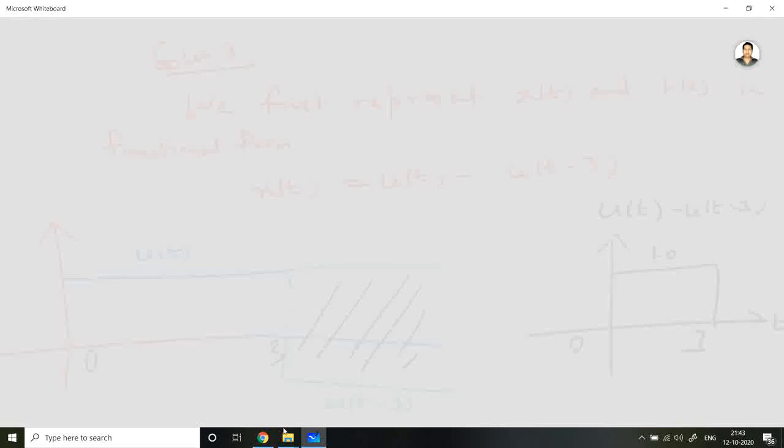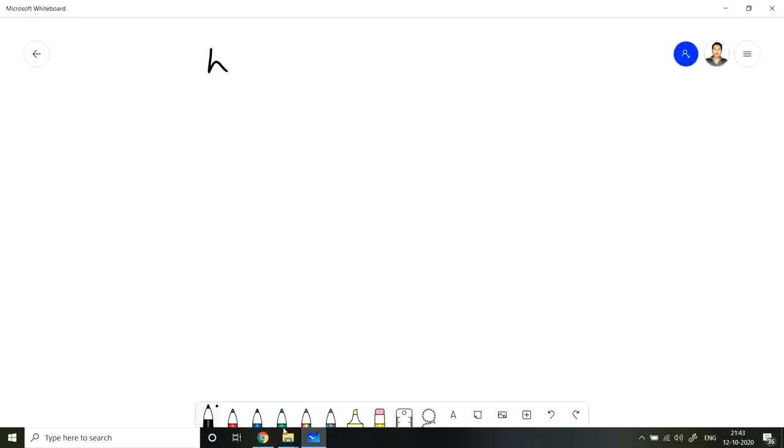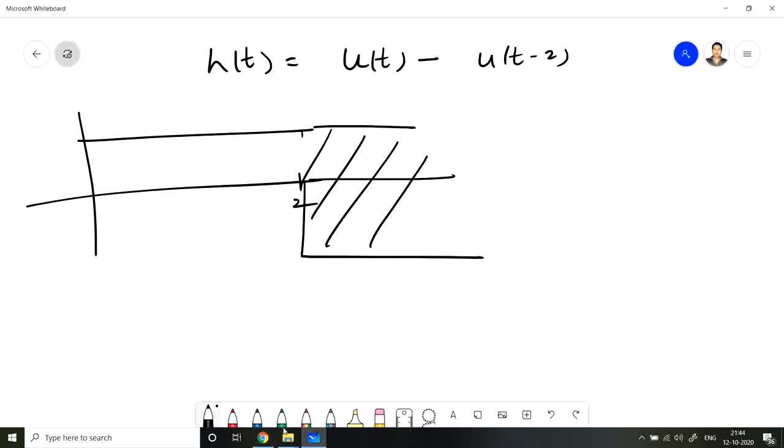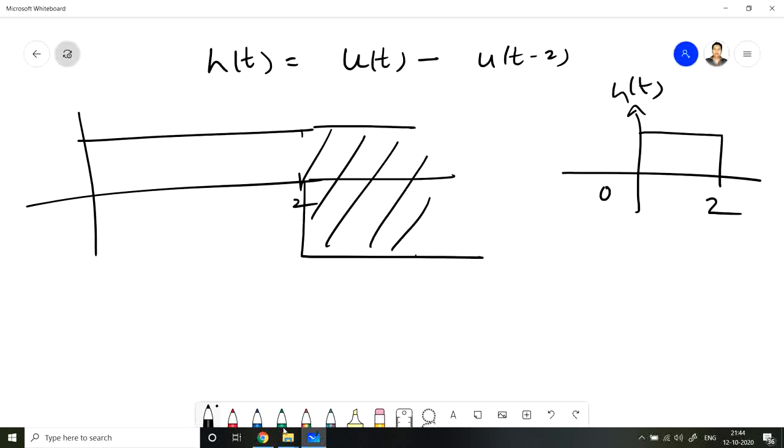Likewise here also, for the impulse response function, we can write in terms of unit step as ut minus ut minus 2. So we have ut, and at t equals to 2 we have another unit step function. So this area will cancel out. So finally we will get ht from 0 to 2, and the amplitude is 1. From 0 to 2 the ht amplitude is 1, and for all other values it is equal to 0. So this box we will get. So we can solve this question.